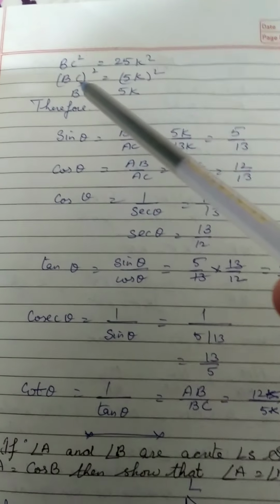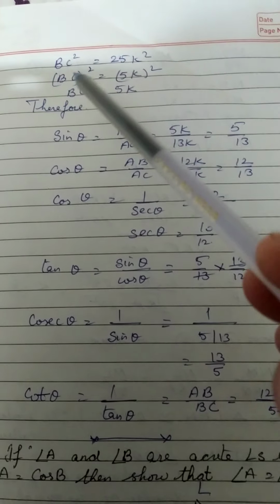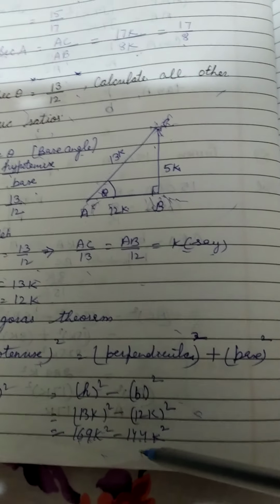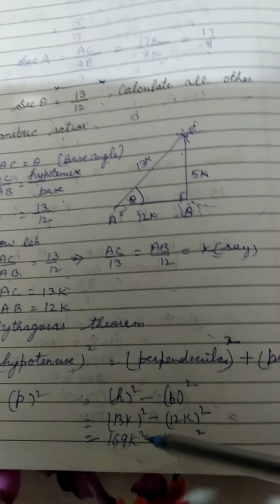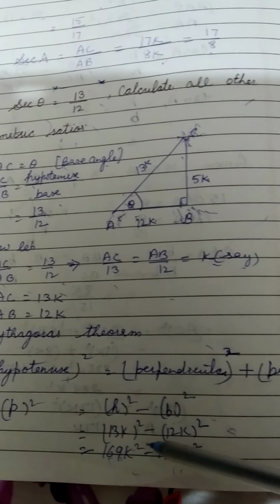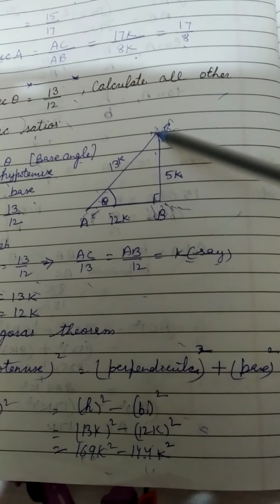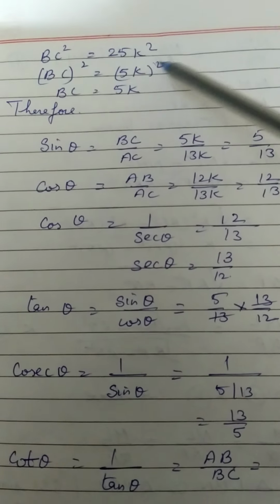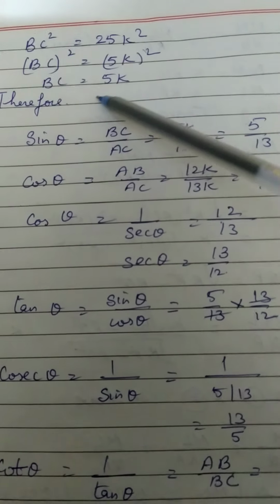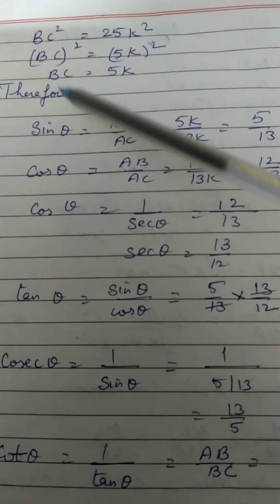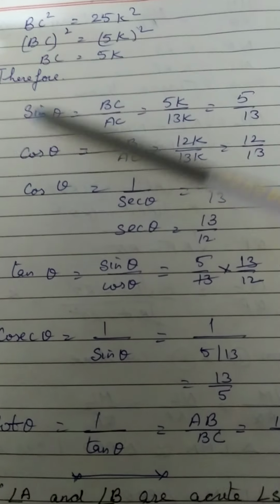Then from here we get BC square is equal to 25K square. See here, 169 minus 144 is equal to 25. Perpendicular is BC. Then BC square is equal to 25K square means BC whole square is equal to 5K whole square, because 25 is square of 5. BC is equal to 5K.